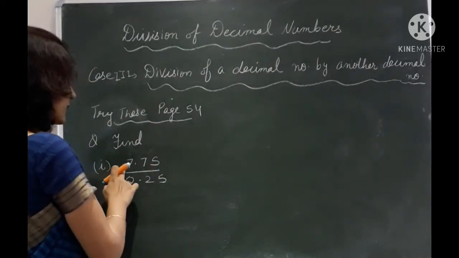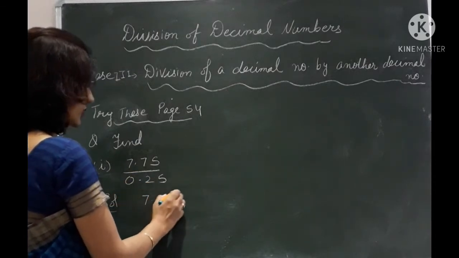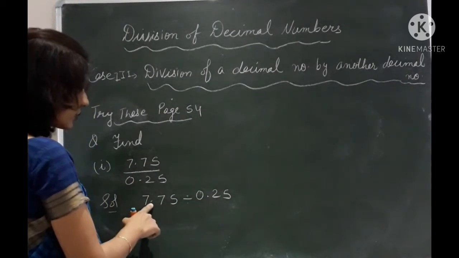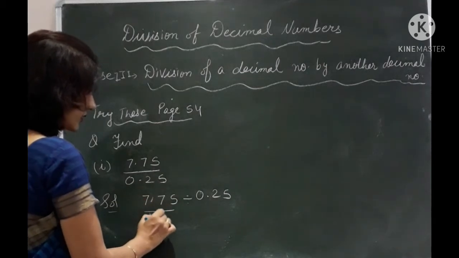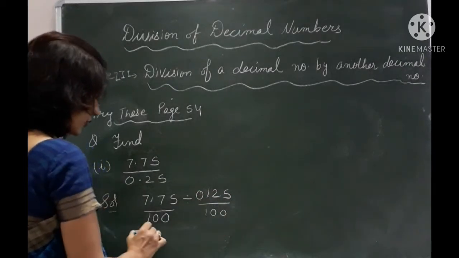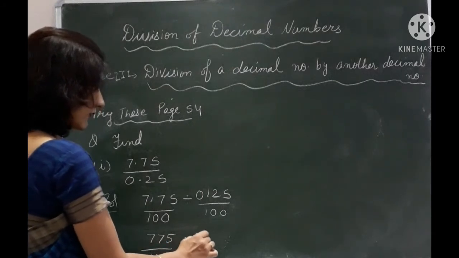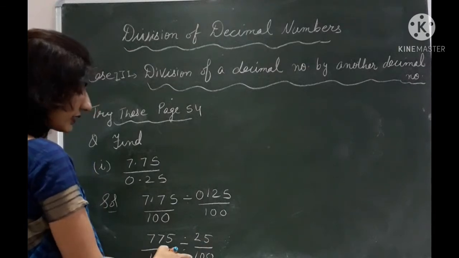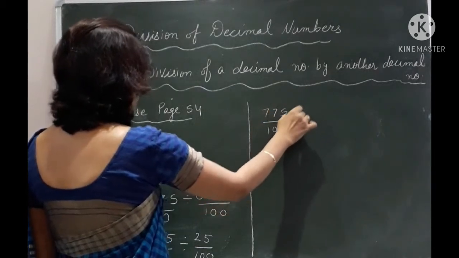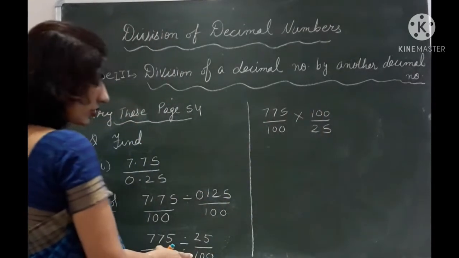The first part is 7.75 divided by 0.25. So this you can write as 7.75 divided by 0.25. Now when I remove the decimal here, what will come in the denominator? 100. If I remove the decimal here, after the decimal there are 2 digits, here also 100 will come. So the question is 775 divided by 100 divided by 25 upon 100. Now fraction divided by another fraction, so it will be 775 upon 100, division sign changes to multiplication, and here it will be 100 upon 25, the reciprocal of the second fraction.